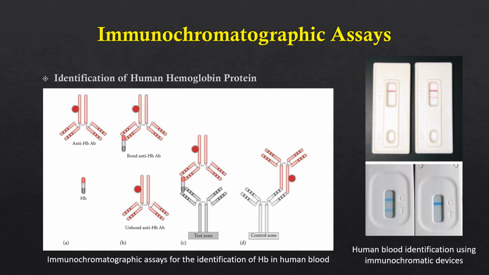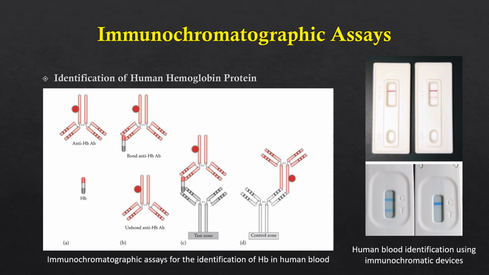So we have the two-armed anti-hemoglobin antibody, the first image, and we also have hemoglobin. Both will be added, a bond will be formed, and this bond is going to react with another antibody that is present in the test zone. Okay, so it is giving us the color development. Now in this particular stage we are able to see the color development.